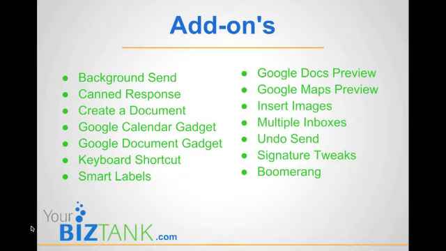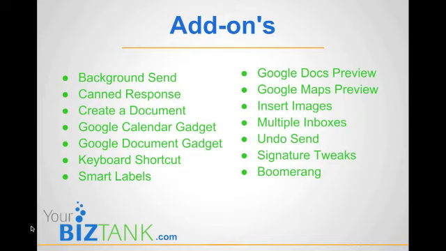The next one is signature tweaks. What this does is it puts your email signature right underneath your newest email. So if you've ever responded back and forth with anybody, your email signature is always dropped to the very, very bottom. This basically moves it to the top. So every time somebody sees an email from you, they see your email signature every time.